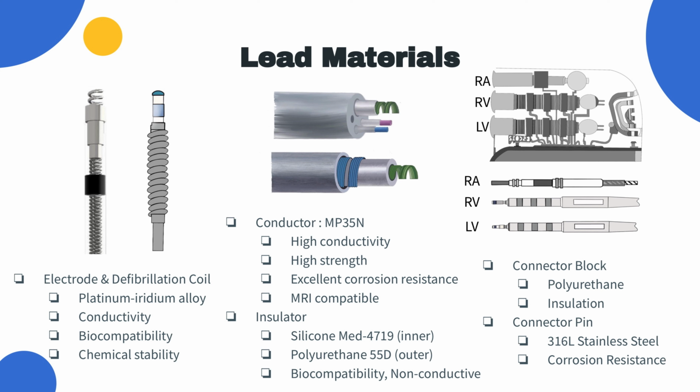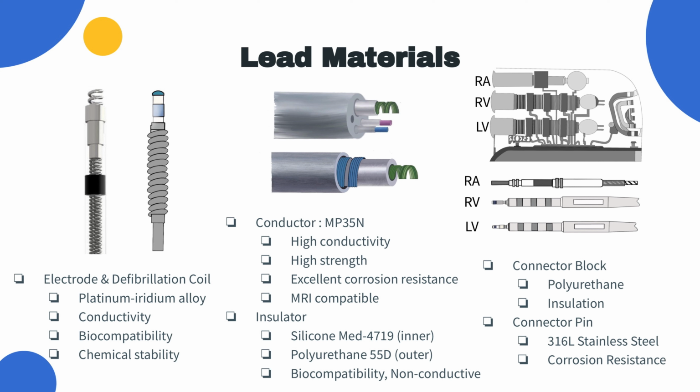Silicone made 4719 is used as an inner insulation, and polyurethane 55D used as an outer insulation. Both materials are biocompatible and help prevent both physical and electrical transmission. Silicone is well known to be excellent in flexibility, biostability, while polyurethane has advantage in high tensile strength, high abrasion resistance, and low friction in bud.